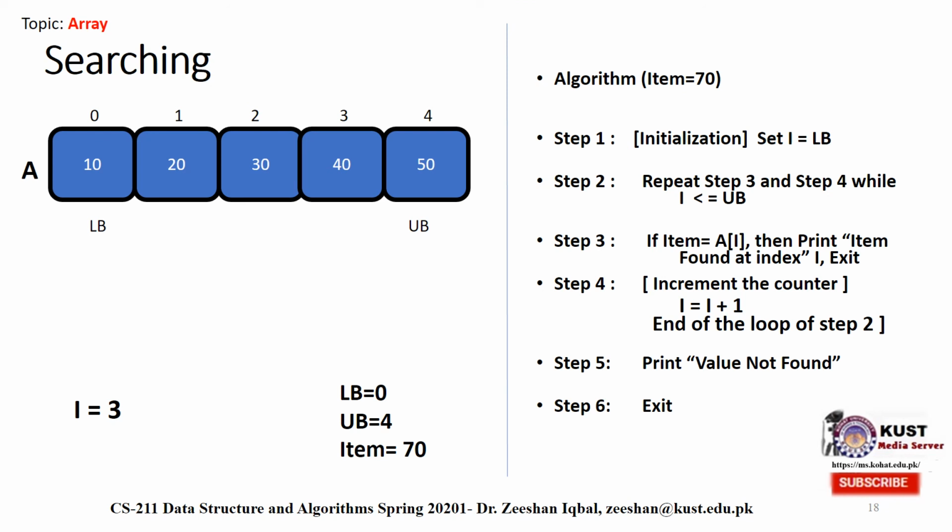Here if we check, 5 is less than or equal to the upper bound, which is 4. 5 is less than or equal to 4, which is false. So we do not have to repeat steps 3 and 4 again. The control will move towards step 5, and the algorithm will print value not found. After printing, the algorithm will move towards step 6 by exiting the algorithm.